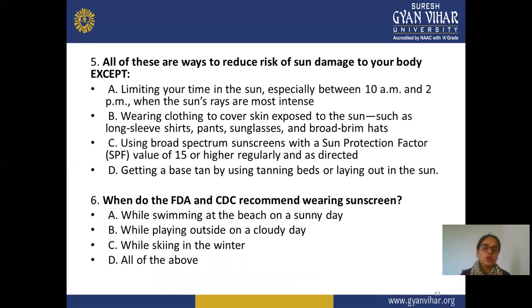Next, the fifth question. All of these are ways to reduce the risk of sun damage to your body, except: A is limiting your time in the sun, especially between 10 a.m. and 2 p.m. when sun rays are more intense. B is wearing clothing to cover skin exposed to the sun, such as long sleeve shirts, pants, sunglasses, and broad brimmed hats. C is using broad spectrum sunscreen with a sun protection factor (SPF) value of 15 or higher regularly as directed. D is getting a base tan by using a tanning bed or laying out in the sun. So these are the four options; select which is not correct to reduce the sun damage to your body.